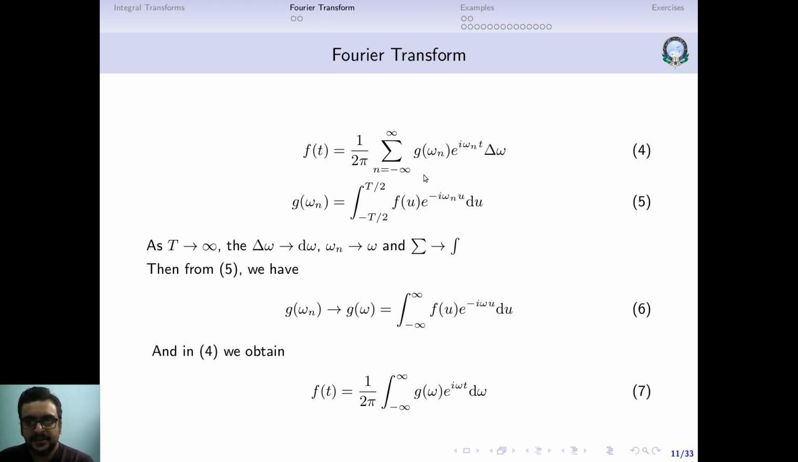And in equation number 4, what do we get? We have 1 by 2 pi, and like I said, as T tends towards infinity, the summation becomes an integral.